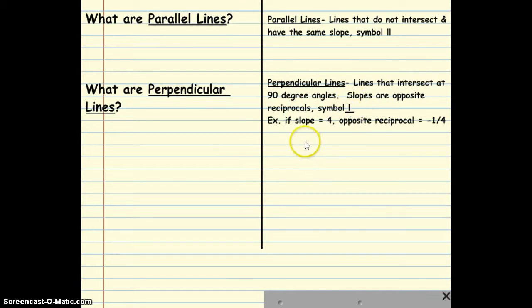For example, if the slope of a line is 4, and it's perpendicular to that, the opposite reciprocal: this one is positive, the opposite is going to be negative. And if the slope is 4, remember whole numbers are 4 over 1. Reciprocal is a fancy word for flip-flop. So instead of 4 over 1, it's going to be 1/4. So if the slope is 4, the opposite reciprocal is negative 1/4.